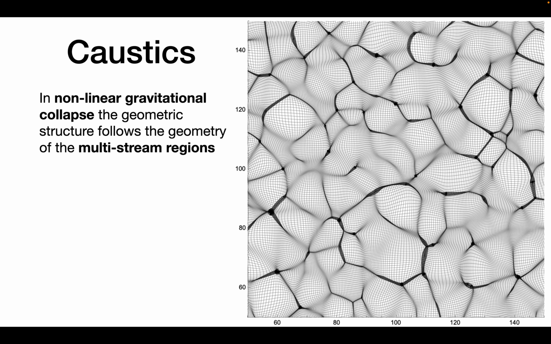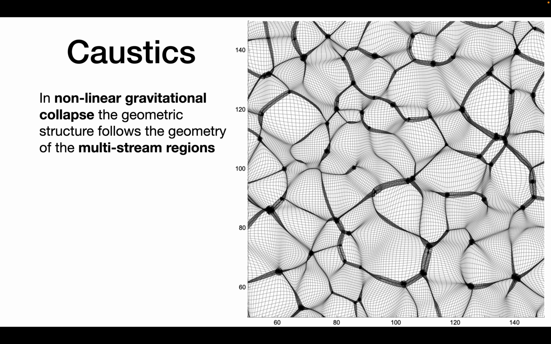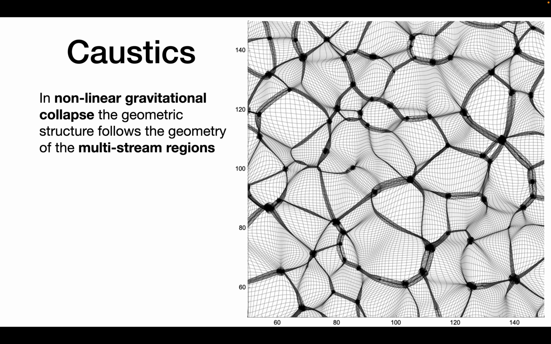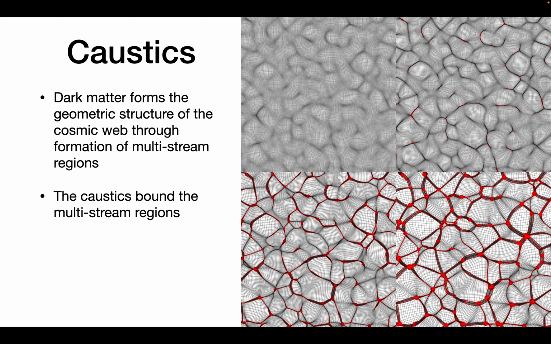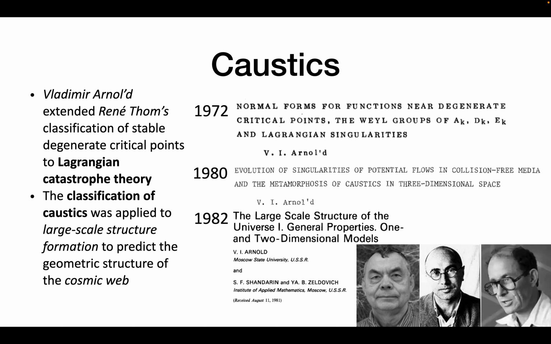So one thing to note is that the boundary between the multi-stream regions are known as shell-crossing regions. And these shell-crossing regions are here highlighted in red. So you see that in the early universe, the universe was single stream. As time evolves, these multi-stream regions are forming, and you can see that by the red curves, which are first disconnected islands, which over time interconnect to form the fully connected cosmic web we see today.